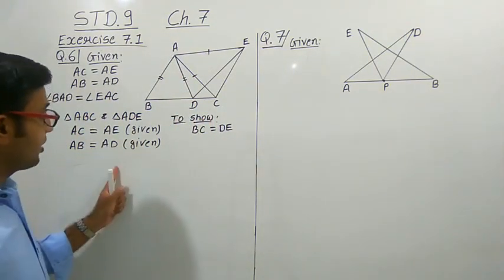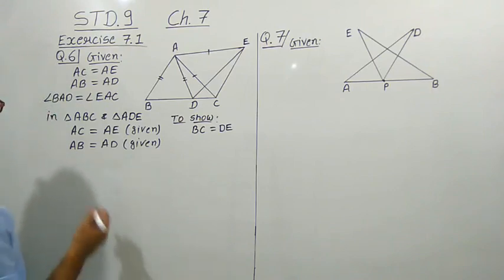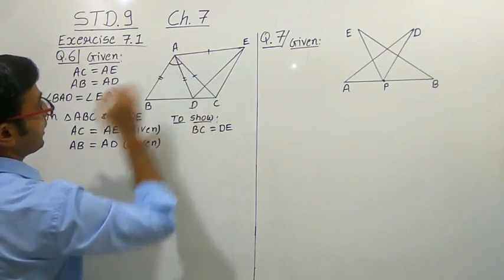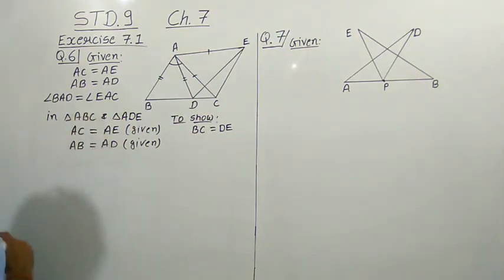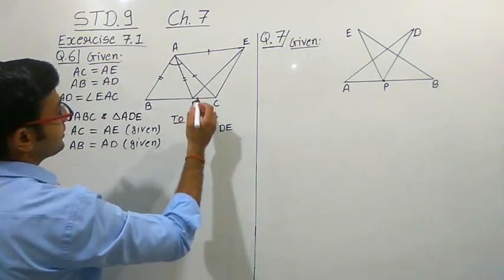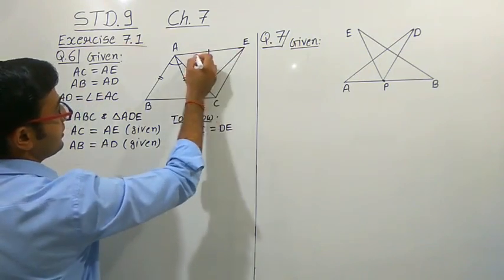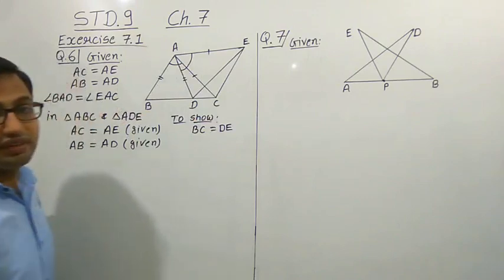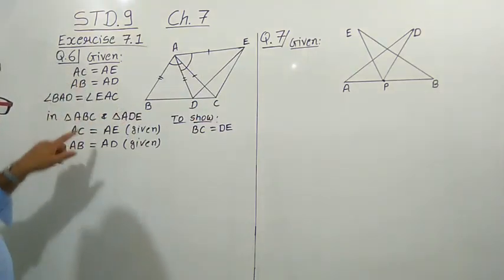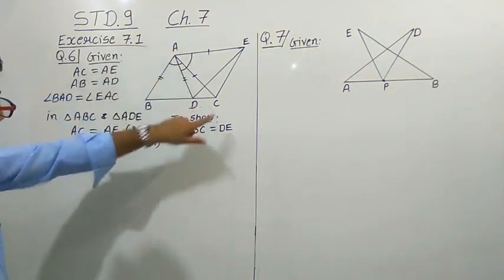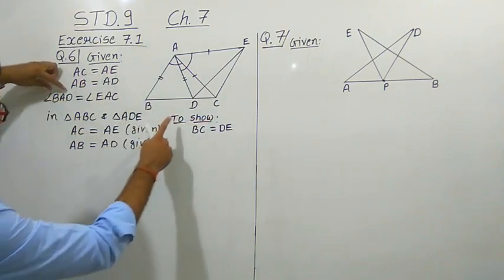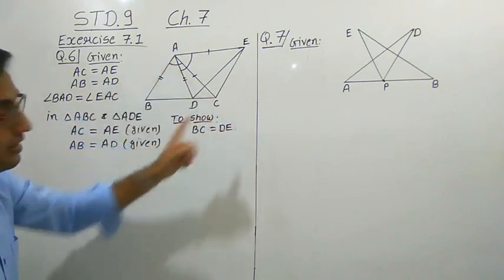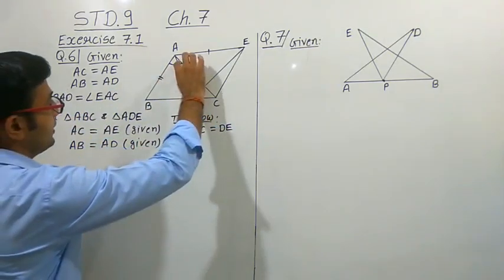Now you may be thinking that the third condition is already given. No, it is not the third condition. See, what is angle BAD? Angle BAD means this much of the angle, right? And angle EAC means from here to here, this much of the angle. Now see, can we consider angle BAD as BAC? No, we cannot consider it as BAC.